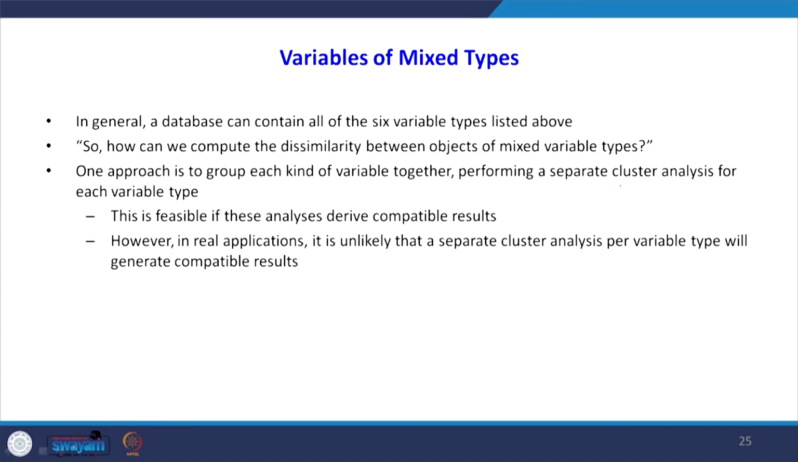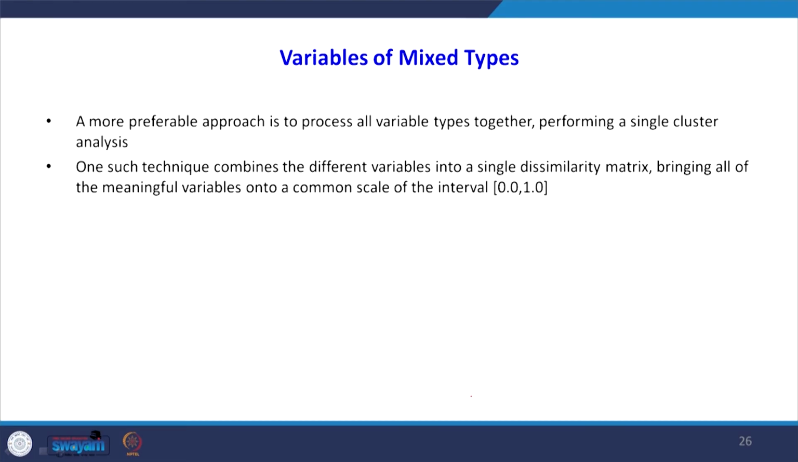In general, a database can contain all of the six variable types listed above. So, how can we compute the dissimilarity between objects of mixed variable types? One approach is to group each kind of variable together, performing a separate cluster analysis for each variable type. This is feasible if these analyses derive compatible results. However, in real applications, it is unlikely that a separate cluster analysis per variable type will generate compatible results. So sometimes that will not be compatible, and we cannot follow that approach.